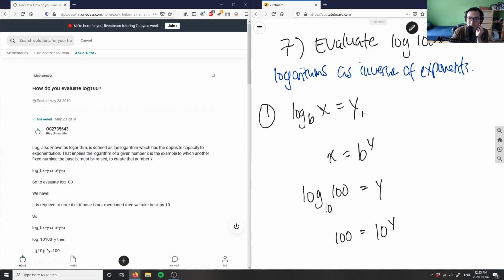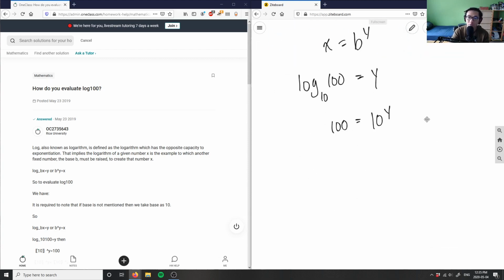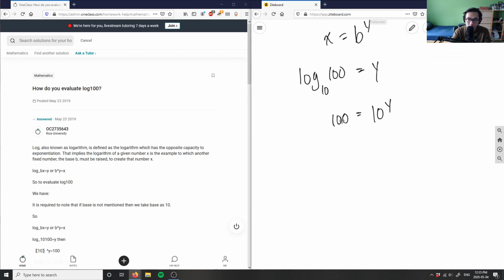Here, x equals 100. b is our base, which is 10, and y equals our exponent, right? And now we can solve this problem. We have 100 equals 10 to the power of y. What number of y would belong here to satisfy this equation? We could use trial and error to figure this out, or if you know that 10 squared equals 100, then we know that y equals 2, right? And this would be our answer for this problem.